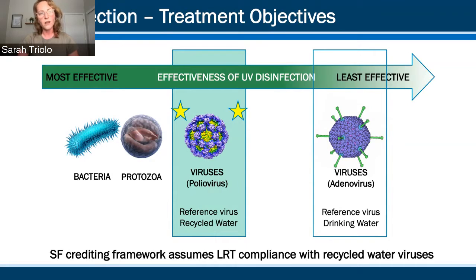They have a table of doses that are required to achieve certain virus credits, and that table doesn't match what we're doing in San Francisco. And the reason for that is because that table is based on achieving adenovirus inactivation, and we are focused more toward the poliovirus because this is a non-potable application.